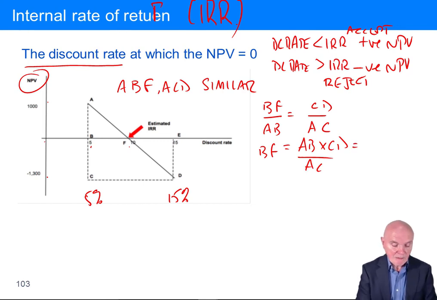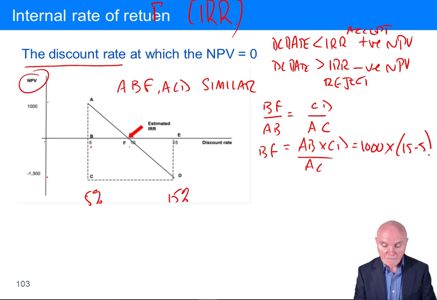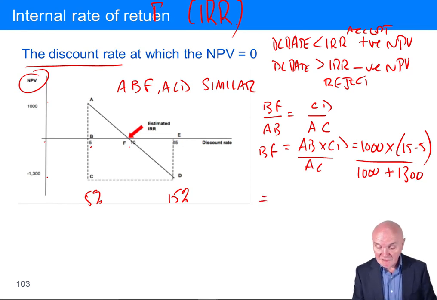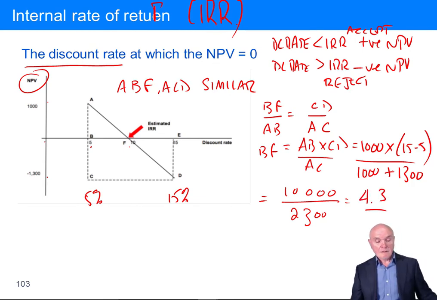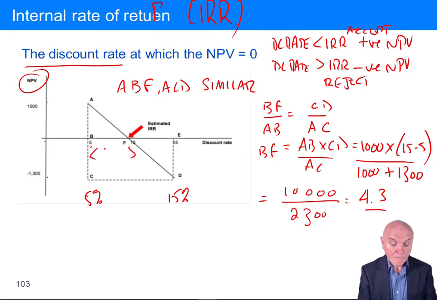So reading the figures off here, AB is 1,000. CD is this distance here, 15 minus 5. And the bottom here, A to C, that's 1,000, and this distance here, I put in as 1,300. So what we've got here is 1,000 times 10 on the top line over 2,300 on the bottom line. That's 4.34. Let's go 4.3. So this is BF. This distance in here is 4.3.